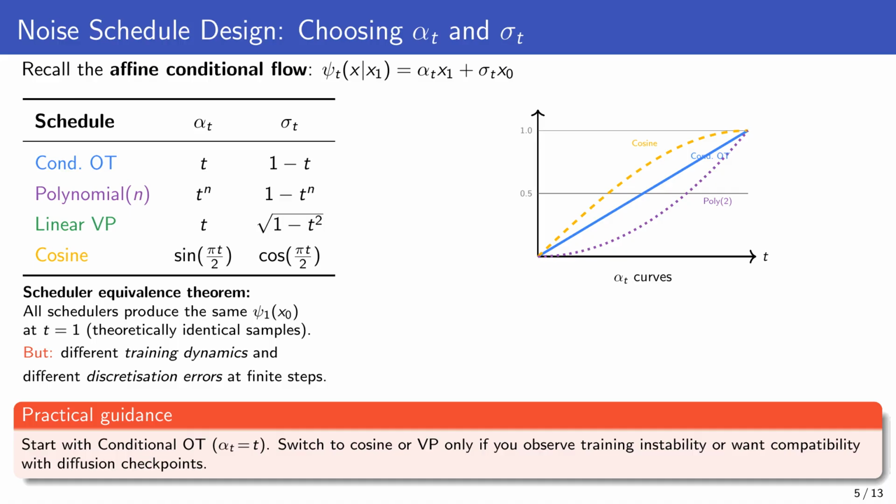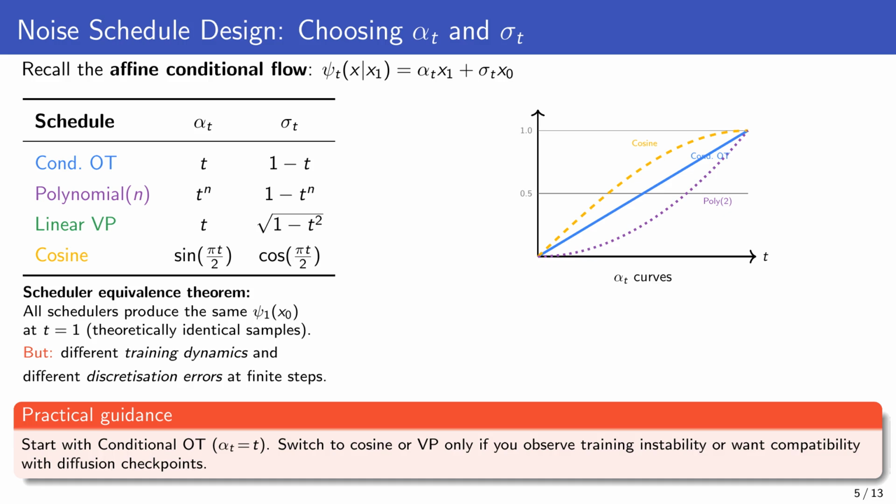There is an important theoretical result here, the scheduler equivalence theorem. All these schedulers produce the exact same samples at t equals 1, in theory. If you trained to convergence with infinite data, it does not matter which schedule you use. But in practice, it matters a lot. Different schedules lead to different training dynamics. Some put more weight on the noisy regime near t equals 0, others on the clean regime near t equals 1. And the discretization error at finite sampling steps differs too. Straighter paths, like conditional OT, generally need fewer steps.